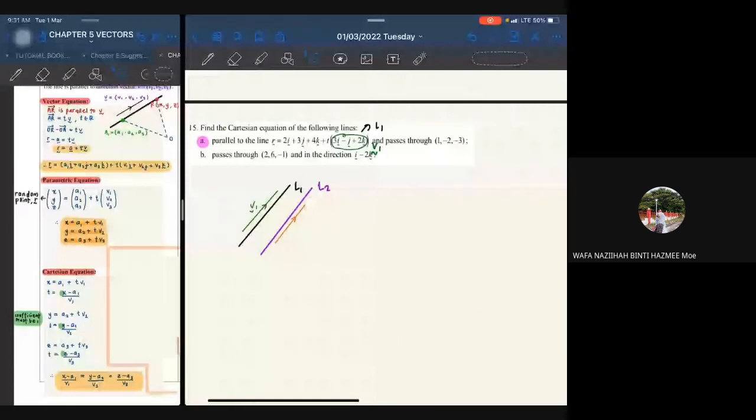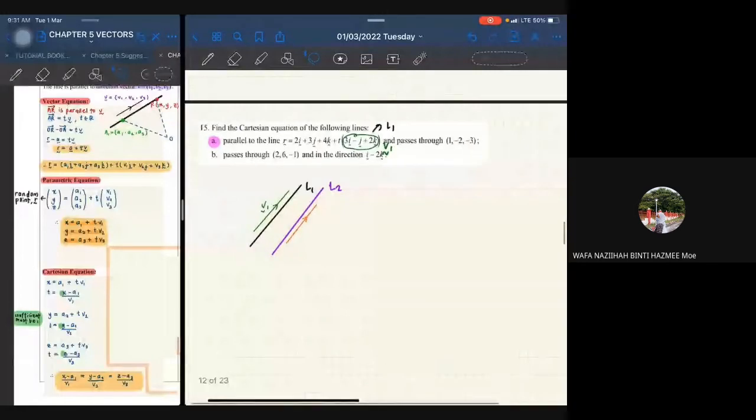Right, so let's take a look at this question together. Okay, so kita dah try cari vector equation, parametric equation. So dalam soalan yang terakhir ni, kita nak cari dia punya Cartesian equation. Okay, so soalan ni dia lain sikit daripada yang previously kita dah buat. So dia tak straight away bagi kita a vector. Okay, so tapi kita tahu, we know that we have a line. We have an information of a line.